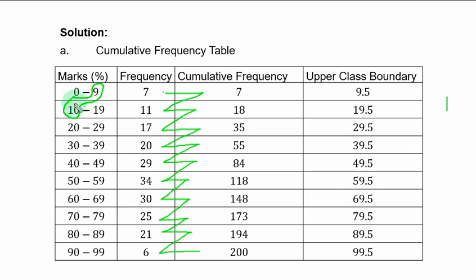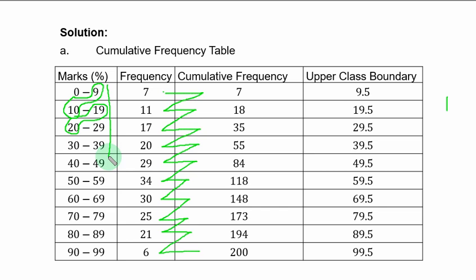You can take 10, 9, the difference is 1. You can take 20, 19, the difference is also 1. Divide 1 by 2 is 0.5. So you add the boundary value to the upper class limit to get the upper class boundary. If you are interested in lower class boundary, you subtract the boundary value from the lower class limit.